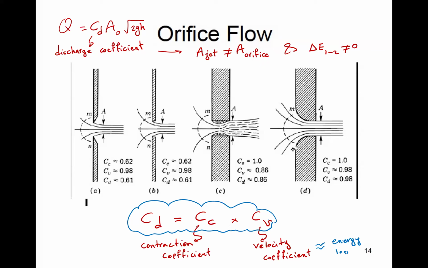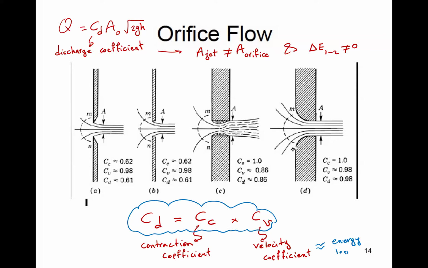The next one is the velocity correction, CV, and its correction is typically not very large. You see that it's 0.98, 0.98, 0.86, 0.98. So a few percent correction. It's non-zero, but not too big. And then CD, the discharge coefficient, is the product of these two. And it's 0.6, 0.6, 0.86, 0.98. So slightly smaller than 1, but depending on CV and CC, it will be somewhere around there.